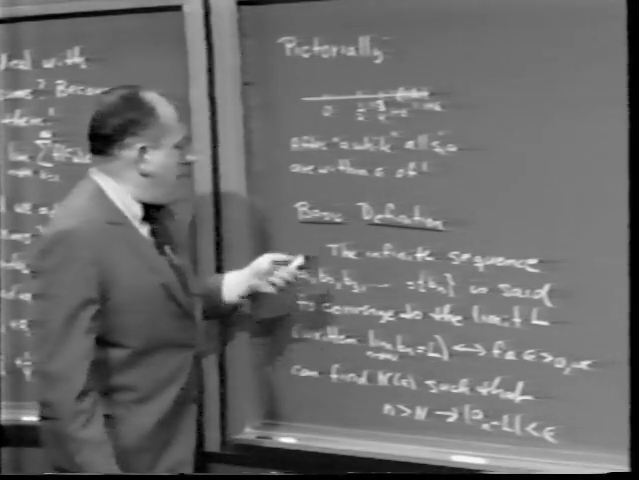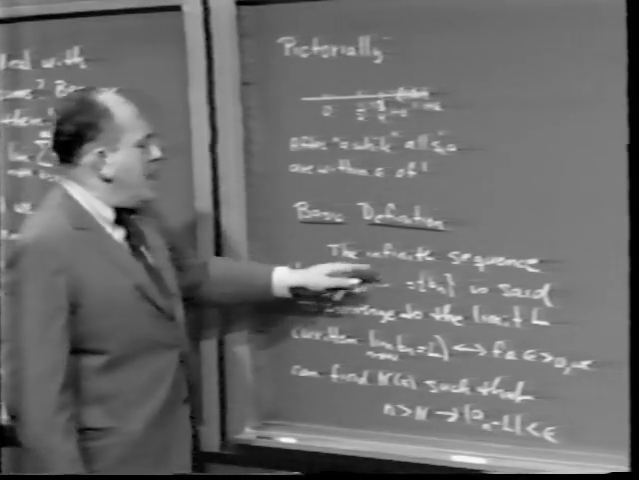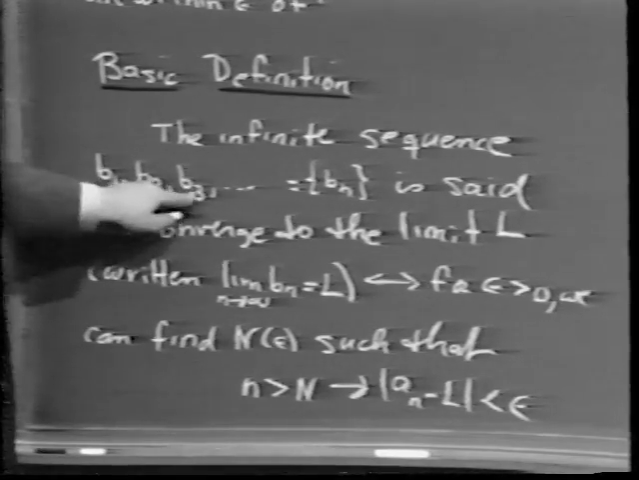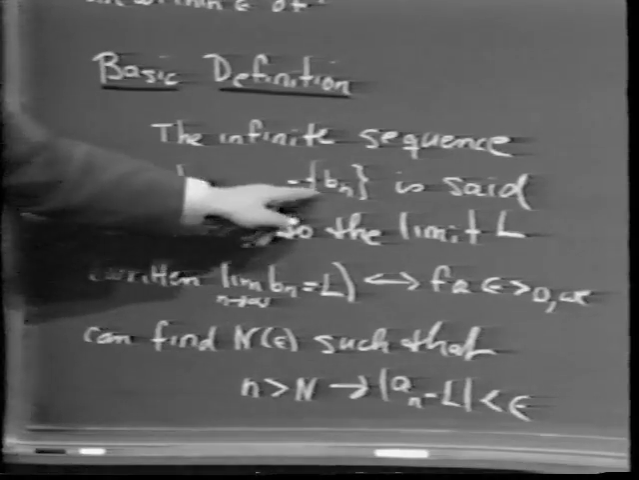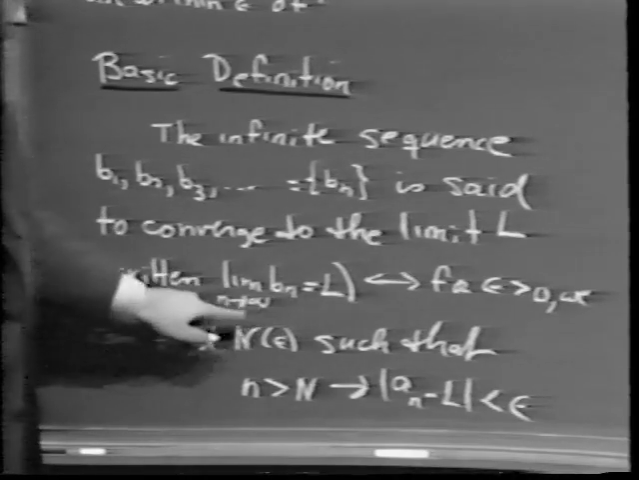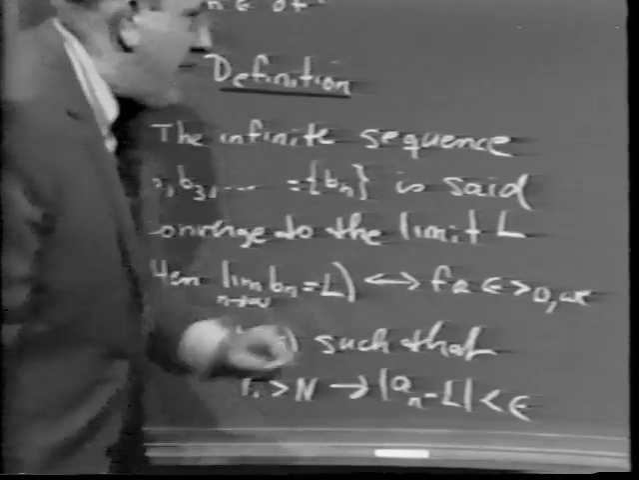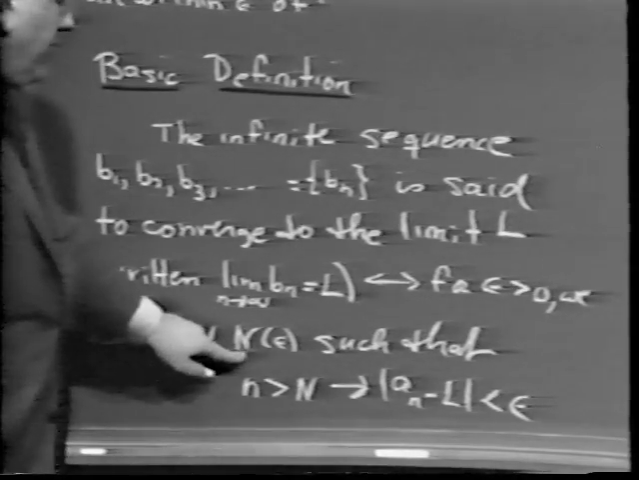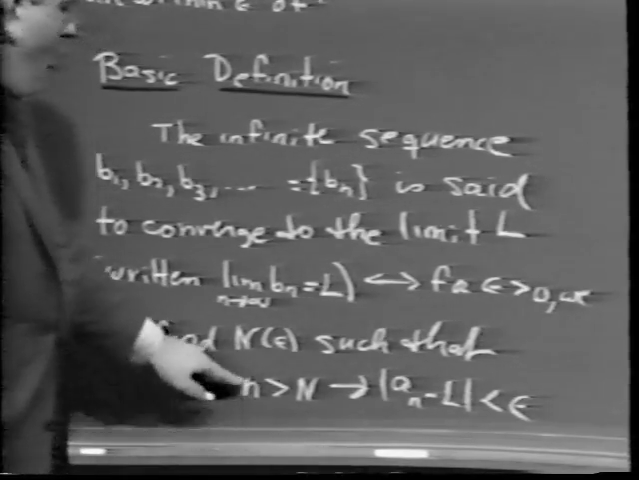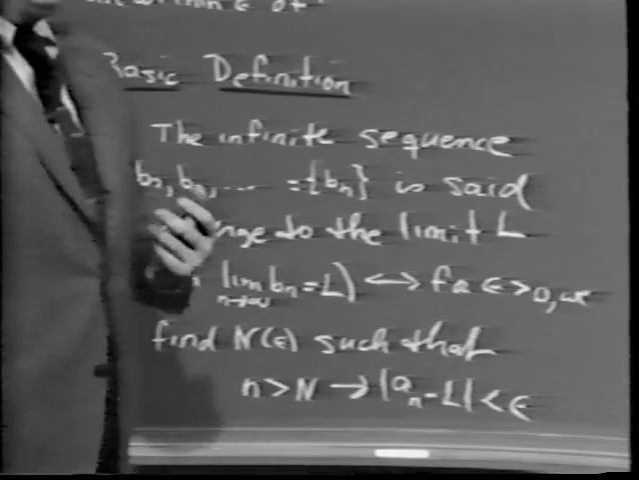In any event, going back to something that we've been using for a long time, our basic definition is the following. If you have an infinite sequence, say a collection of terms b sub n, in other words b1, b2, b3, etc., without end, we say that that sequence converges to the limit L, written the limit of b sub n, as n approaches infinity equals L, if and only if, for every epsilon greater than 0, we can find a number N, which depends on epsilon, notice the notation here, N is a function of epsilon, such that whenever little n is greater than capital N, the absolute value of a sub n minus L is less than epsilon.